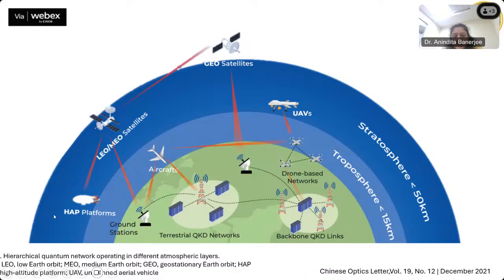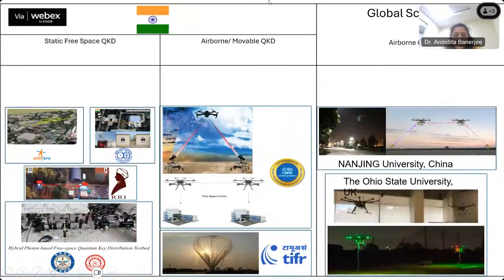What we are talking about is ground stations and satellite, but if you have to link them all together, then we need to develop different modules or in-between layers. And one such thing I have picked up for the present project is aerial quantum communication.